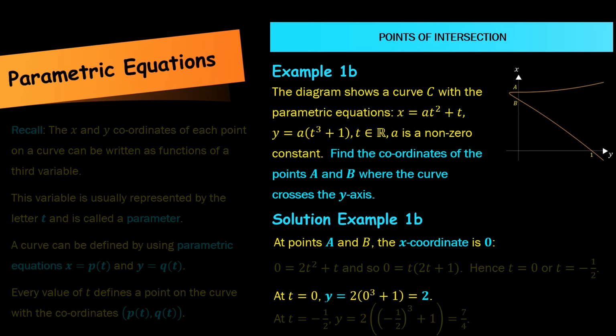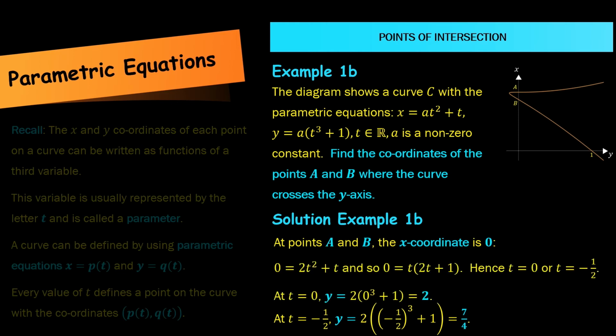So at point A, when x equals 0, y is equal to 2. And at point B, when x is equal to 0, y is equal to 7 over 4. Therefore, A equals 0, 2 and B equals 0, 7 over 4.